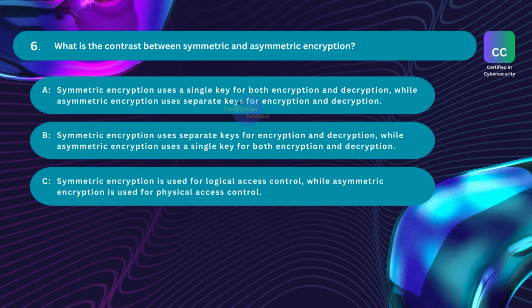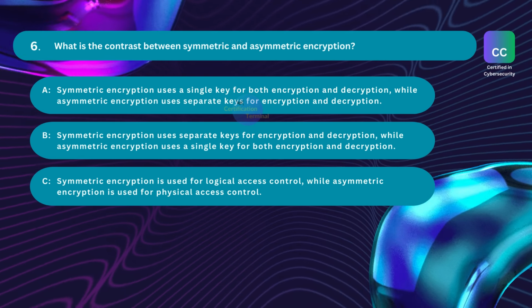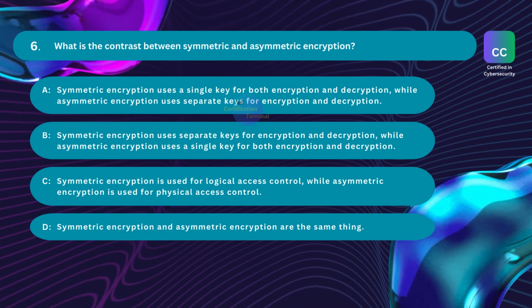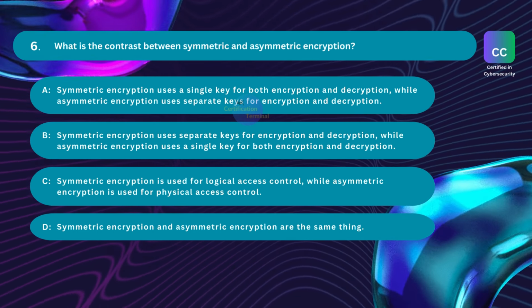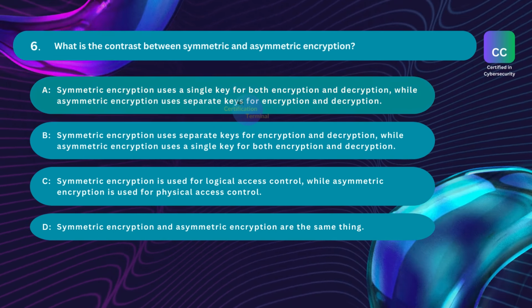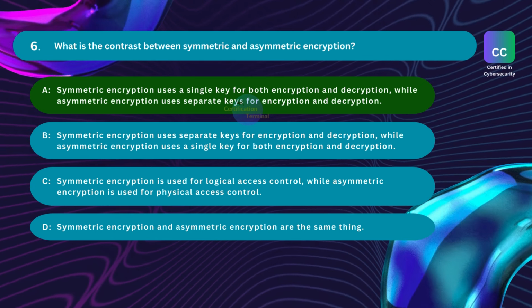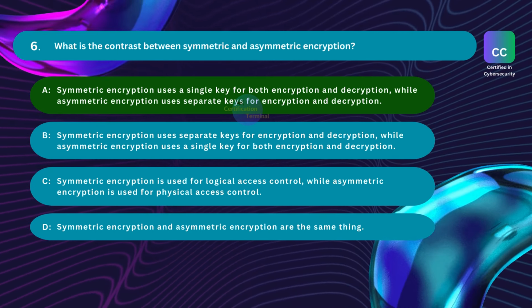Option C, symmetric encryption is used for logical access control, while asymmetric encryption is used for physical access control. Option D, symmetric encryption and asymmetric encryption are the same thing. The correct answer is Option A, symmetric encryption uses a single key for both encryption and decryption, while asymmetric encryption uses separate keys for encryption and decryption.